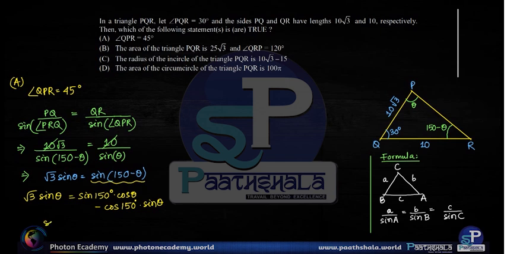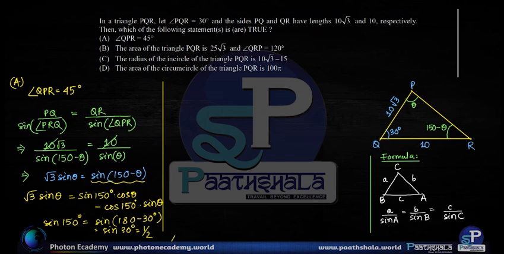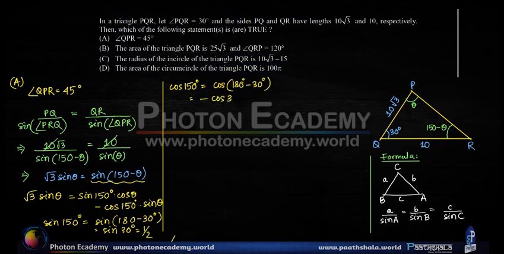We have sine 150 degrees is equal to sine of 180 minus 30 degrees, which is nothing but sine of 30 degrees, which is equal to half. And we have cos of 150 degrees is equal to cos of 180 minus 30 degrees, which is equal to minus cos 30 degrees, which is equal to minus root 3 by 2.